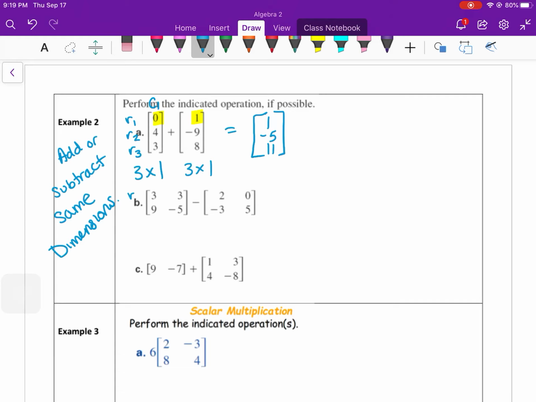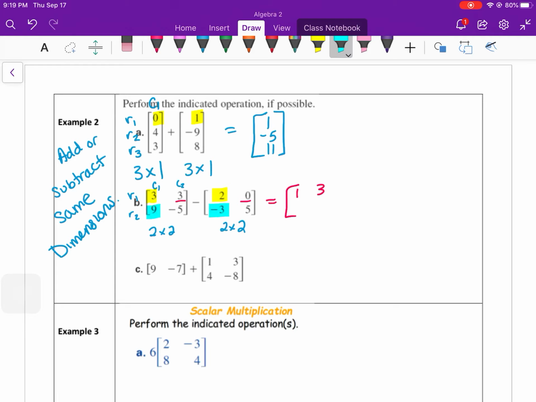Okay, here we have row 1, row 2, column 1, column 2. So we have a 2 by 2 matrix and a 2 by 2 matrix. So we can subtract. You subtract row 1, column 1. So our answer will also be 2 by 2. 3 minus 2 is 1. 3 minus 0 is 3, and that's row 1, column 2, which goes in row 1, column 2 spot for the answer.